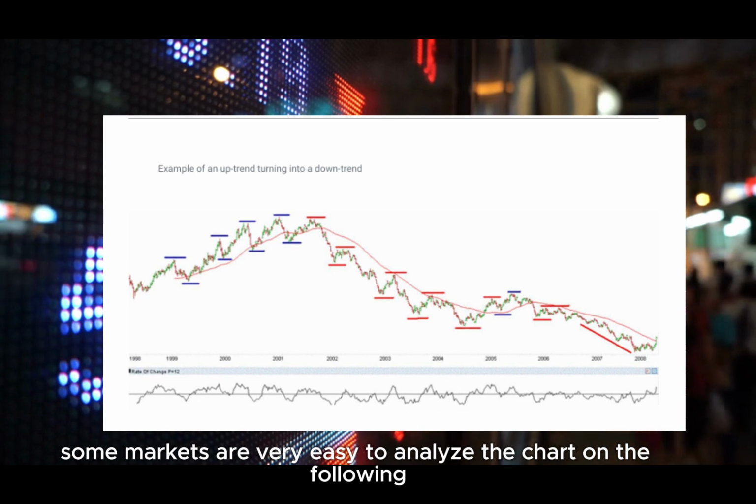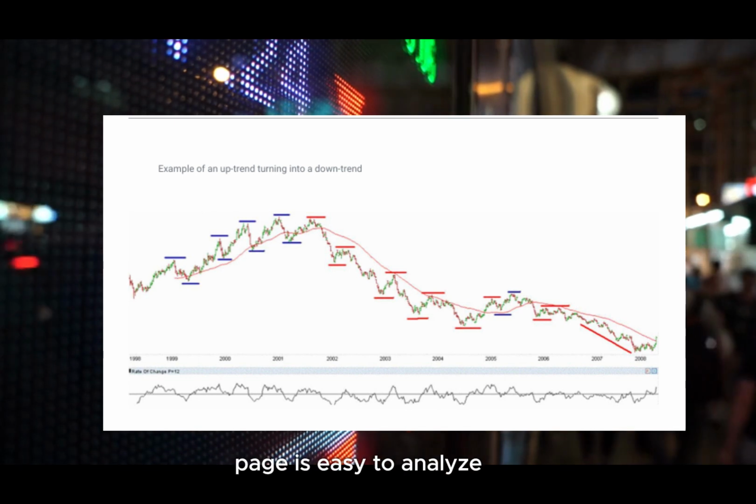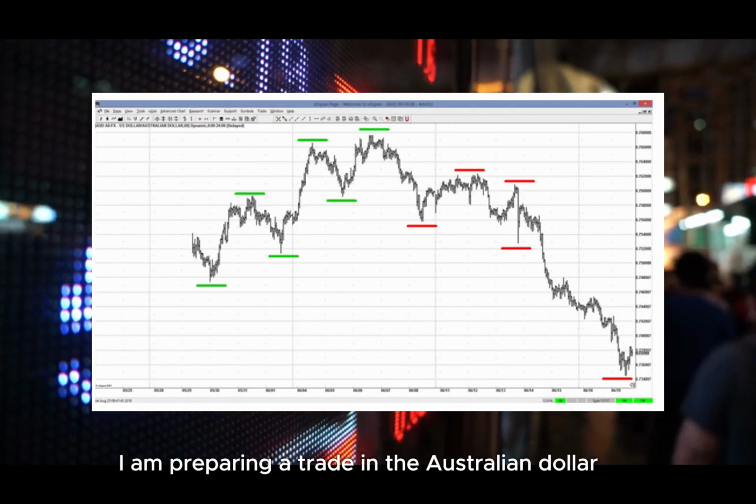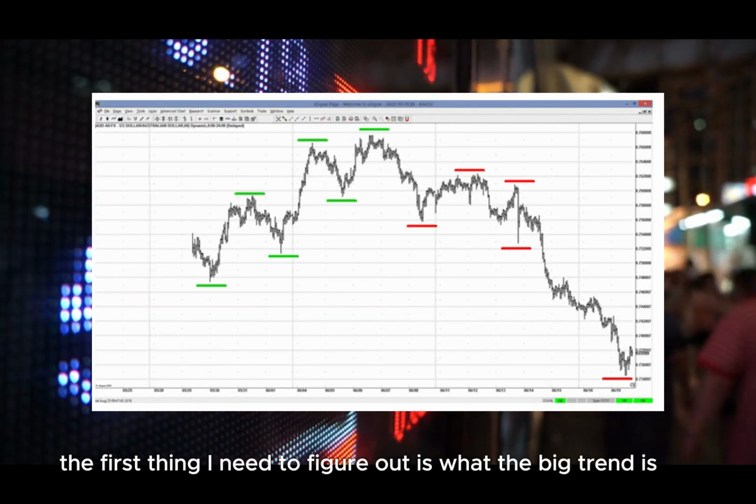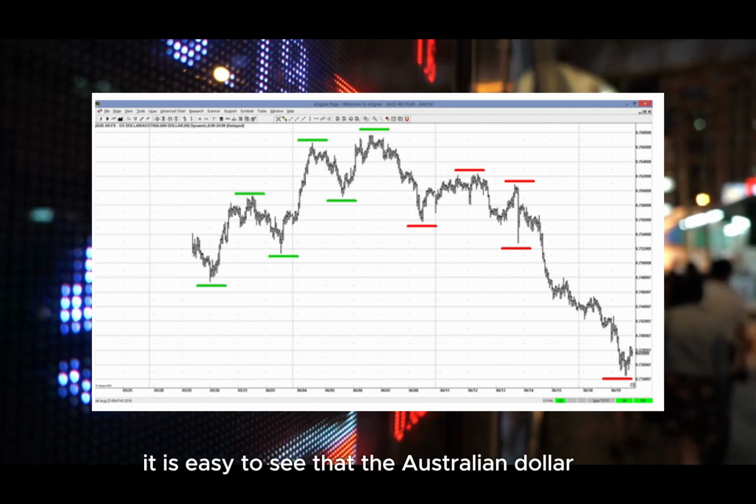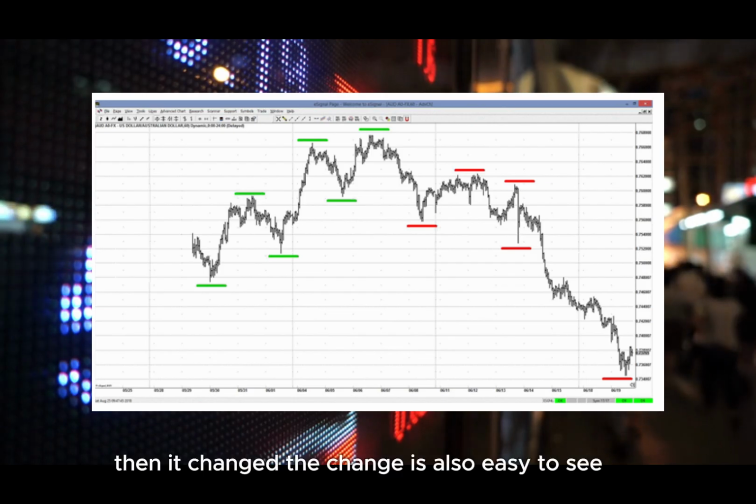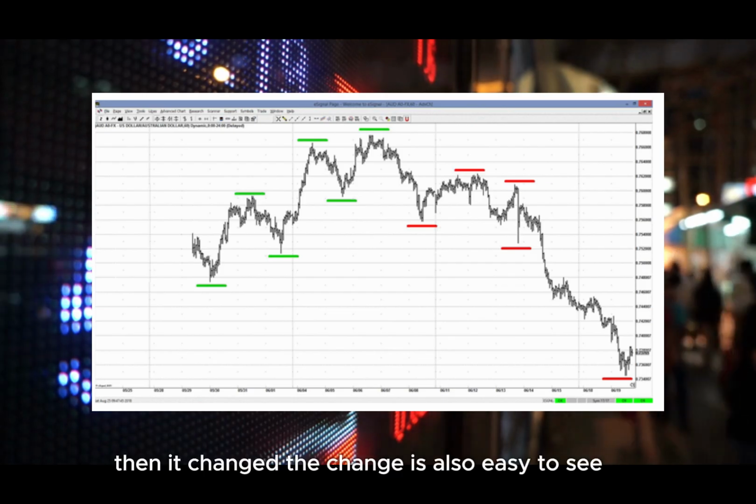Some markets are very easy to analyze. The chart on the following page is easy to analyze. I am preparing a trade in the Australian dollar. The first thing I need to figure out is what the big trend is. It is easy to see that the Australian dollar against the US dollar was trending up to begin with. Then it changed. The change is also easy to see.